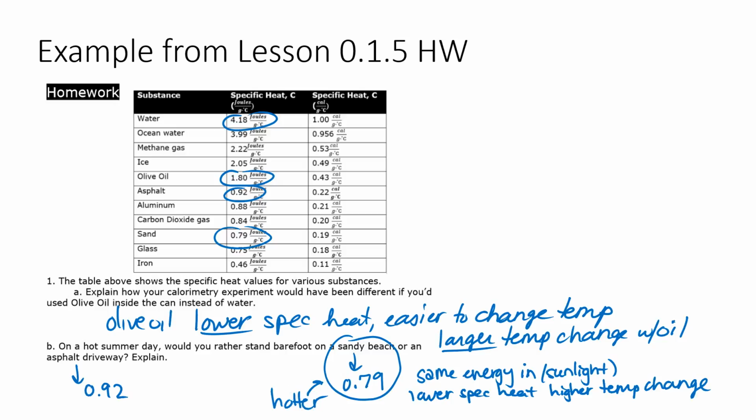So which one would you rather stand on? You'd actually rather stand on the asphalt, which might be kind of surprising, because the asphalt has a higher specific heat, which I'll simplify as C. That's the abbreviation for specific heat. So if it's got a higher specific heat, it will have a lower temperature change, because this substance is going to be harder to change its temperature.